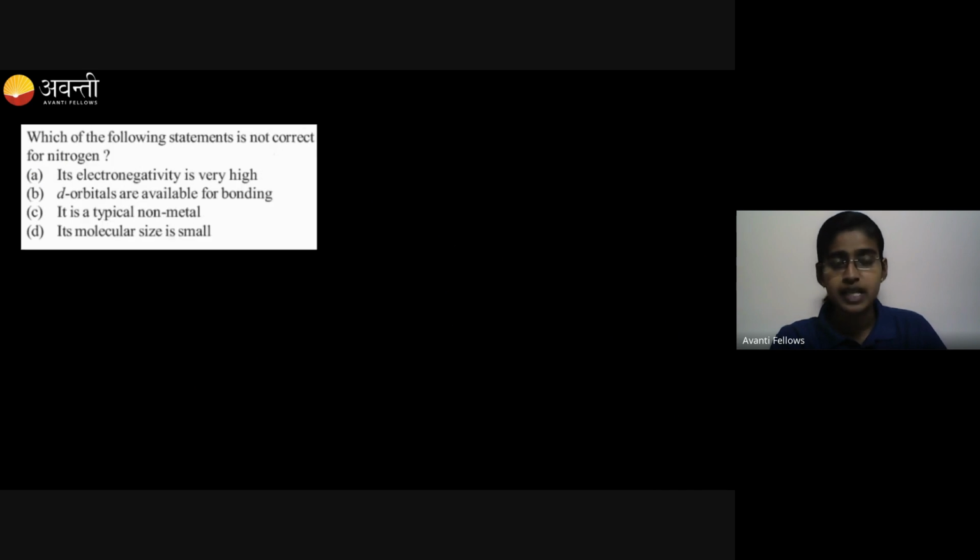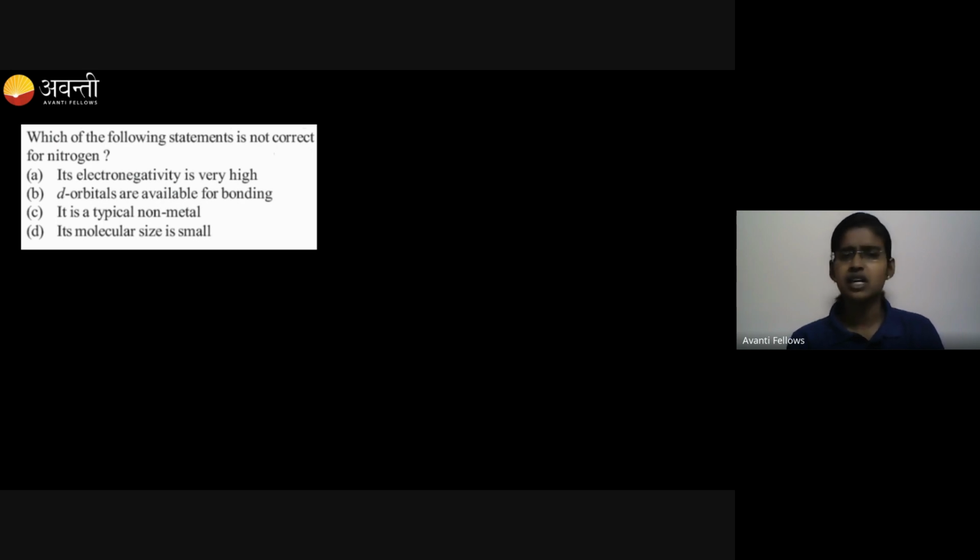Which of the following statements is not correct for nitrogen? You can answer this question by recalling the anomalous property of nitrogen that we have discussed now. Try for it. In the anomalous property, I told you that nitrogen has high electronegativity. So that is correct. And in option B, d orbitals are available for bonding. No, that is incorrect, right? Nitrogen does not have d orbitals. They are unavailable. So that is the incorrect statement, which is the correct answer for this question.